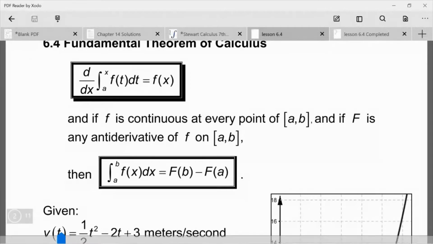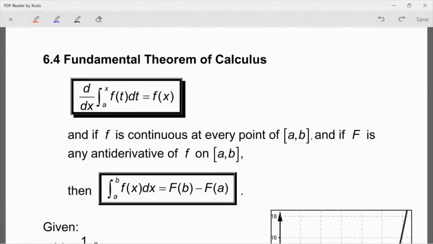The first piece of this is actually the idea that a derivative and an integral are inverse operations. So when you look at that part of it, notice it says the derivative with respect to x of this integral from a to x of f of t dt is f of x. So essentially we're saying the derivative process and the integral process are inverse operations. And we'll go through some problems on that a little bit later and talk a little bit more about that.